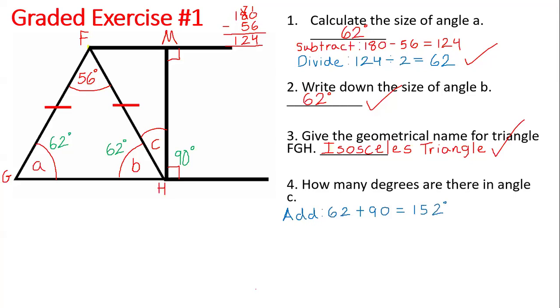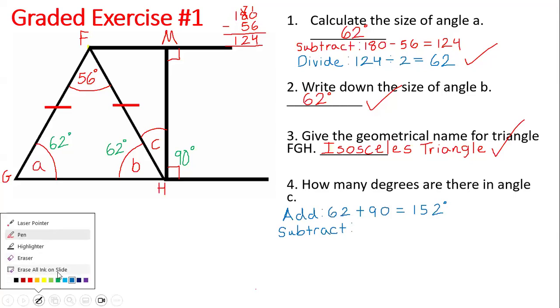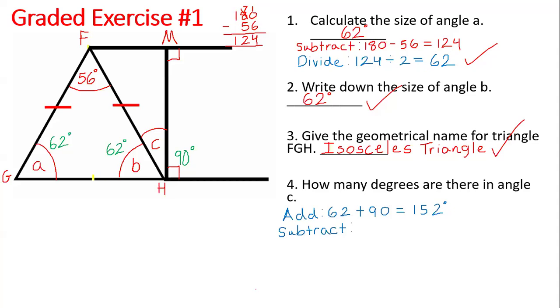And we're then gonna subtract. Go ahead, Paris. Subtract from what? We can subtract from 180. 180 minus 152. Good. Why are we using 180? Because it's on a straight line. Angles on a straight line add up to 180 degrees.